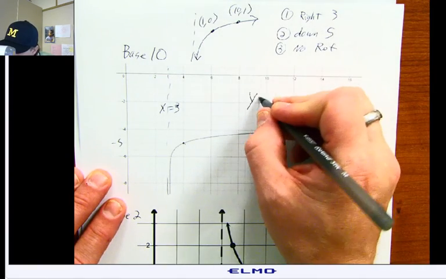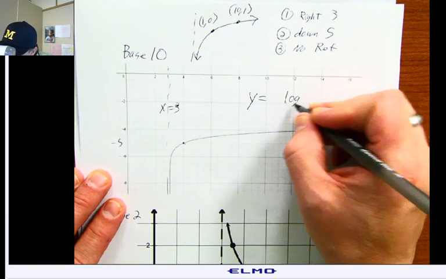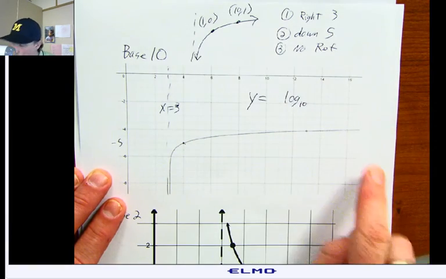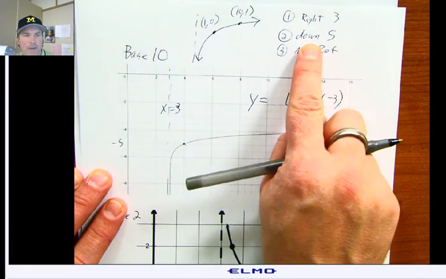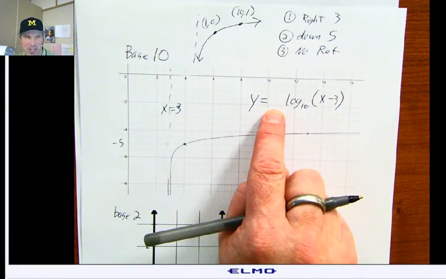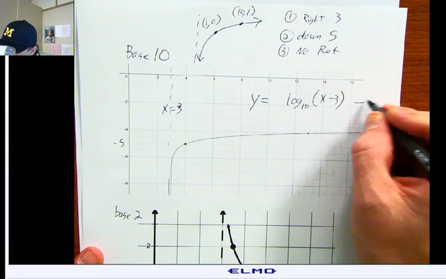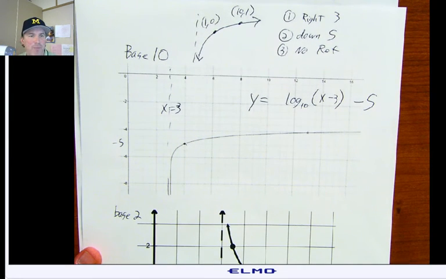So I just need to use a base 10 graph, so it's log base 10. Right 3 would be x minus 3. Down 5, I could either put a -5 plus in front, but I usually like to put my -5 out back. And then that would be your equation for this one. That's it.